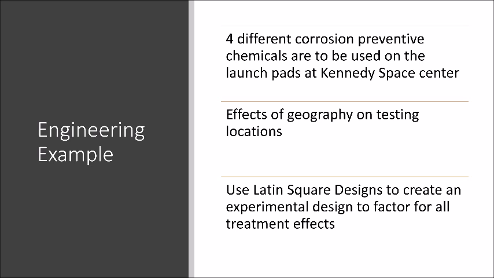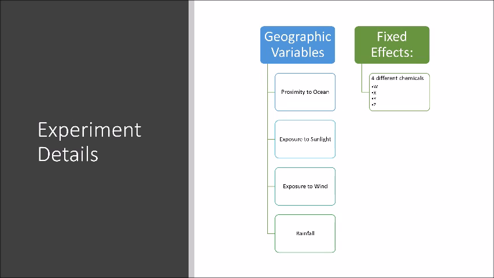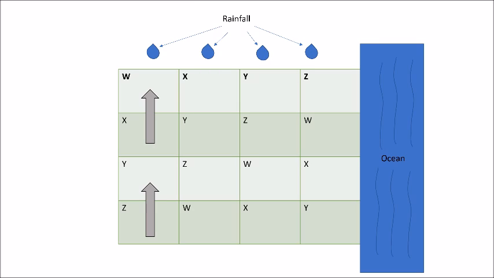Applying this to an engineering example, let's pretend we are looking at four different corrosive preventive chemicals that are to be used at launch pads at Kennedy Space Center. You want to see the effect that geography has on these different testing locations. So, we are going to use Latin square designs to create an experimental design to factor for all treatment effects. Our geographic variables will include proximity to ocean, exposure to sunlight, exposure to wind, and proximity to rainfall. The fixed effects, which are going to be our chemical treatments, we are going to name W, X, Y, and Z.